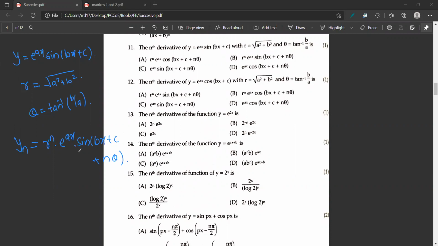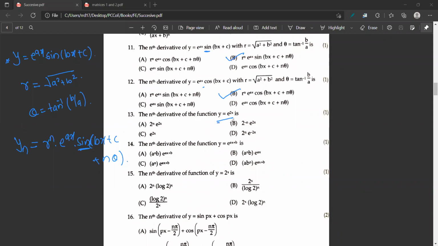Check the answer whether it is cos or sine. Whenever there is a sine, the answer must be sine. Are you getting my point? Okay. Whenever there is sine, sine. Whenever there is cos, answer is cos. Got it? Yes, sir. Okay.